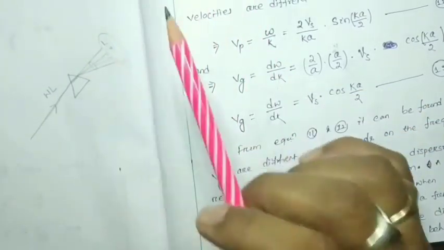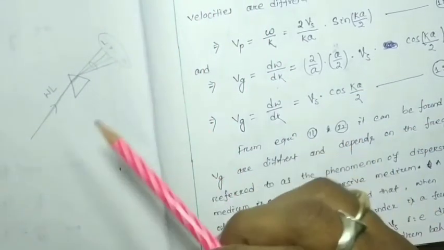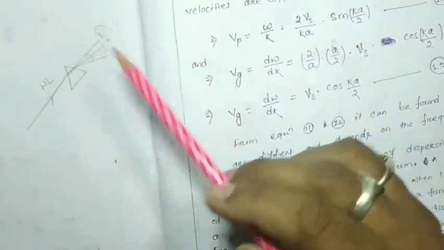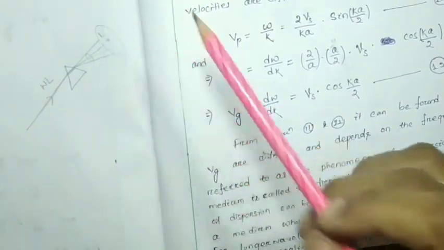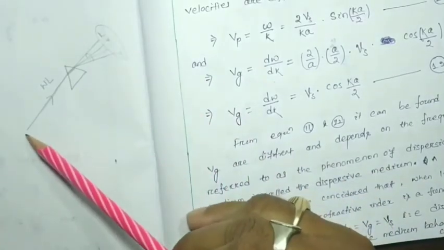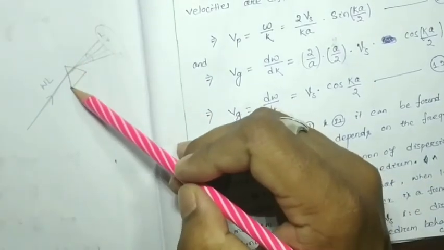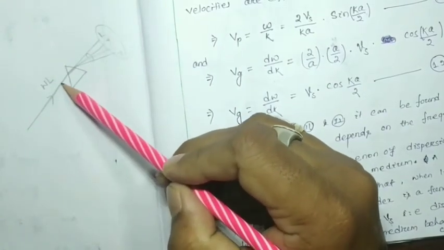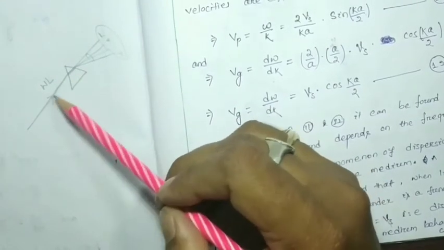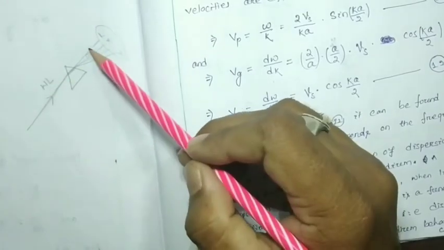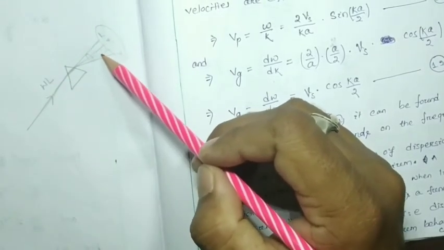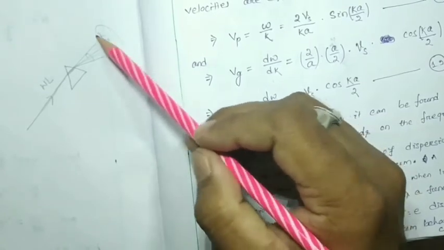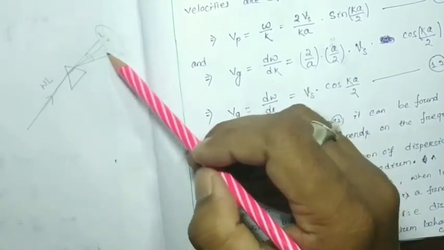Here I am going to give an example. Suppose this is a prism. When the white light is passed through the prism, the white light is separated out into different colors, red, yellow, violet like this. This is nothing but what is called dispersion.